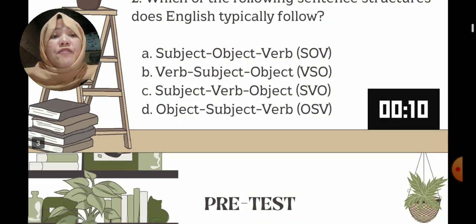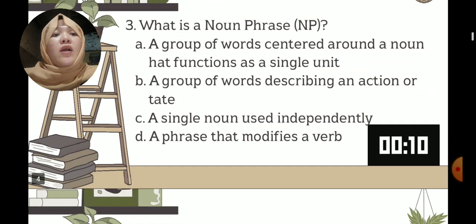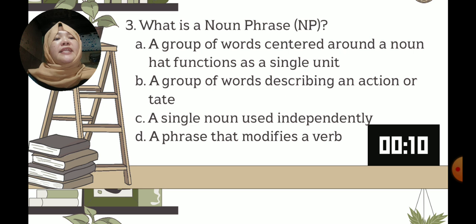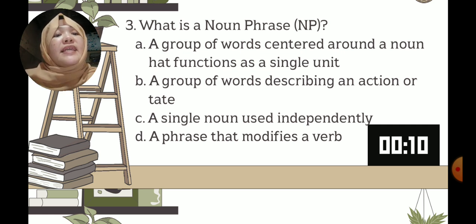Okay, then for number three, what is a noun phrase or NP? A, a group of words centered around a noun that functions as a single unit. B, a group of words describing an action or state. Or letter C, a single noun used independently. And letter D, a phrase that modifies a verb.